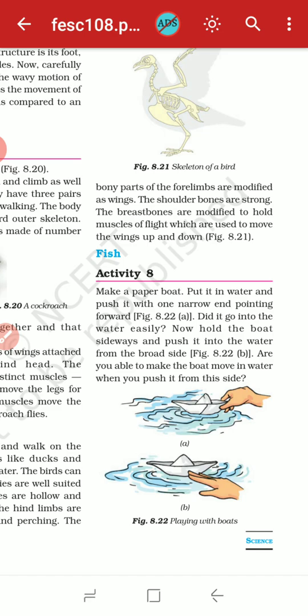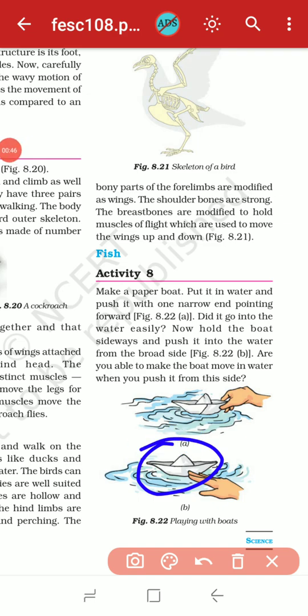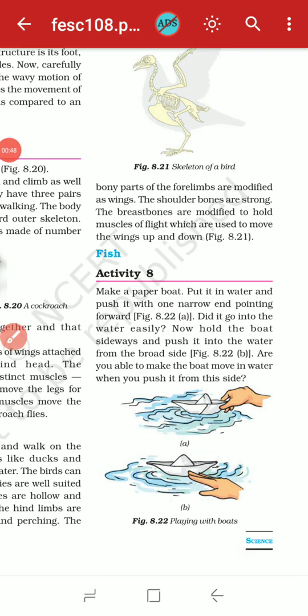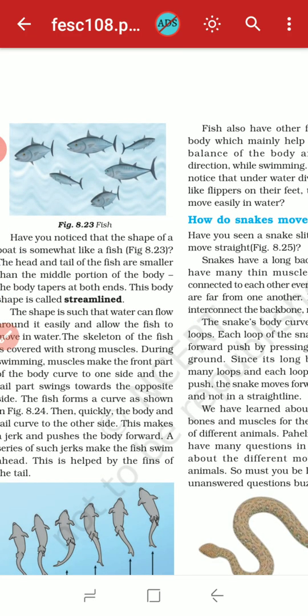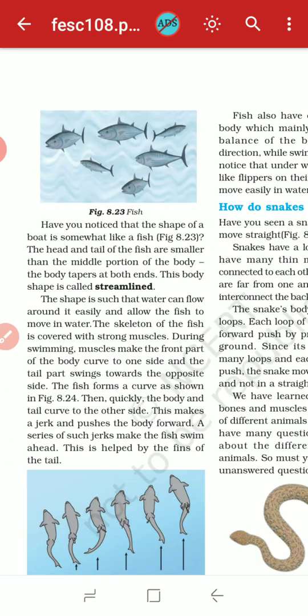Now hold the boat sideways just like this. Then push it into the water from the boat side. Are you able to make the boat move in the water when you push it from this side? No. So have you noticed that the shape of a boat is somewhat like a fish? Yes, it is exactly like a fish.